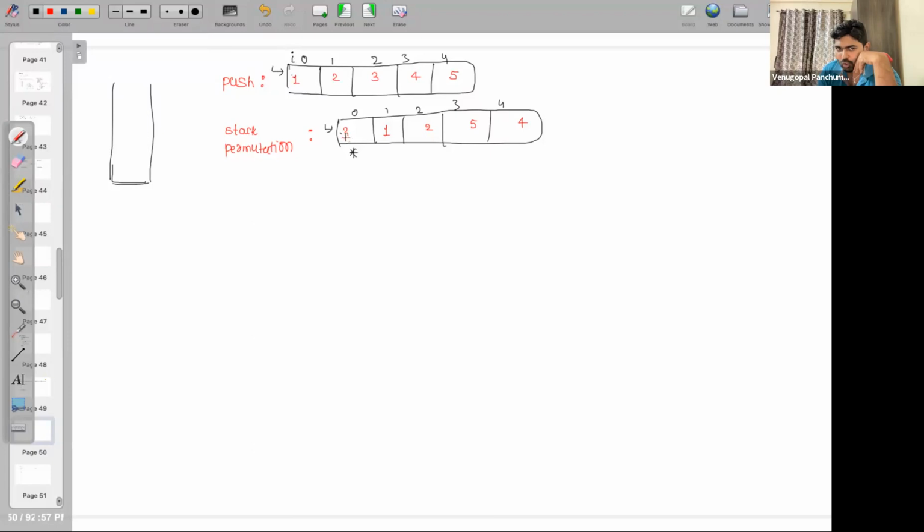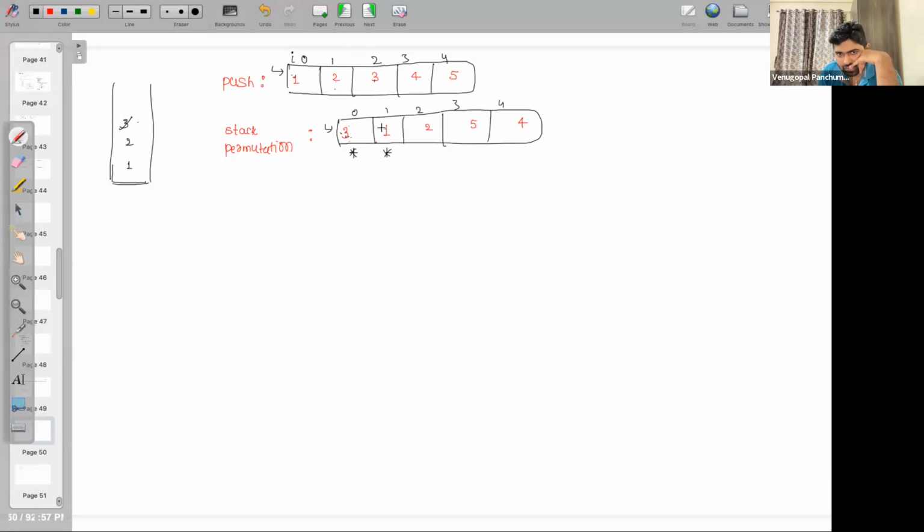Are they matching? No. Then I will push it. Next, are they matching? No. Let me push this. Are they matching? Yes. Okay, so I'll push. Now, whenever this is matched, I can pop it. Very good. Let me pop. Next they are asking 1.